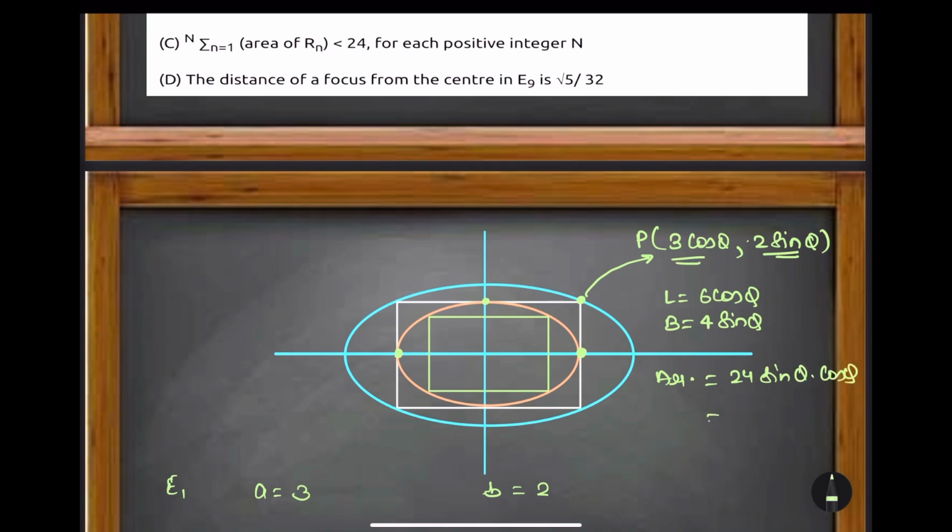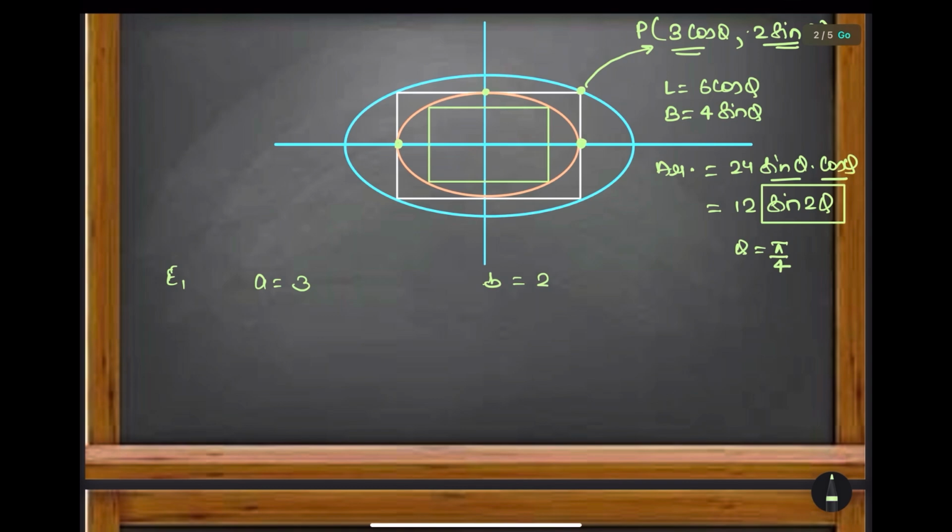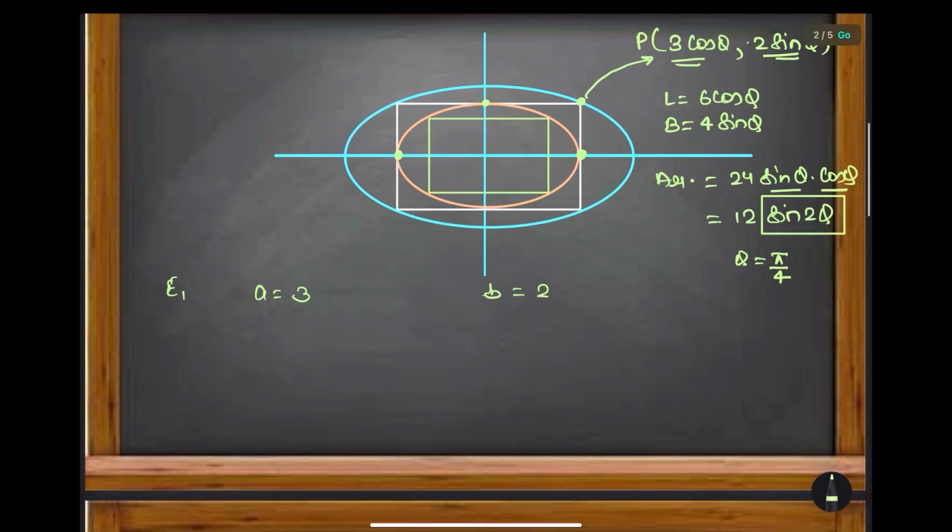Now you know that for maximum area we should convert it into one trigonometric ratio. Have you ever seen sine and cos together? Yes, sin 2 theta. So can I say that it is 12 times sin 2 theta? Now for maximum this should become 1. Then only you will have maximum area 12. And when will sin 2 theta produce 1? If theta is pi by 4. Is that okay? Correct. So E1 is done, and you got theta as 45.